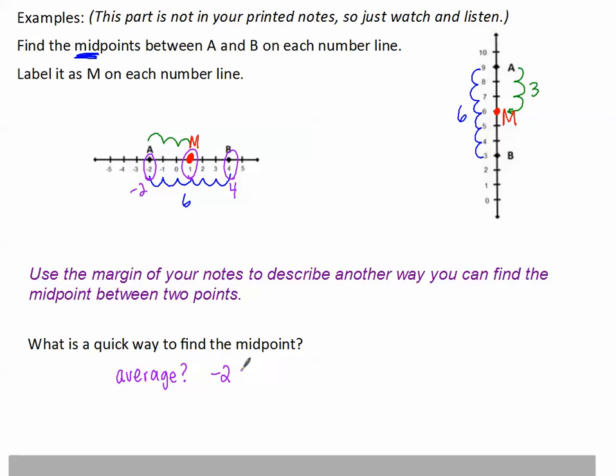We take the two numbers, -2 plus 4. We have 2 of them, so we divide by 2. That makes 2 divided by 2, or 1. Well, notice where our midpoint landed. It landed at 1. What about over here?